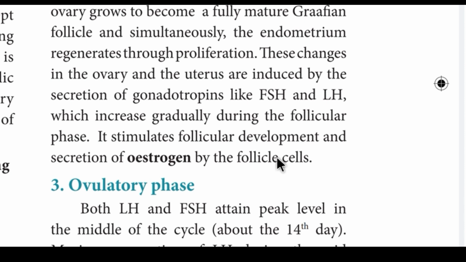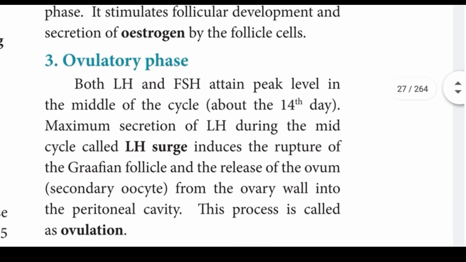Primary, secondary, and tertiary follicles we have seen in the ovary. Estrogen is secreted in the ovary. Right. What is the meaning of the ovulatory phase? Both LH and FSH attain peak level in the middle of the cycle, about the 14th day. The maximum secretion of LH during the mid cycle is called the LH surge. What is the meaning of the peak?